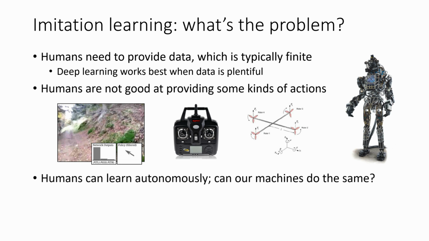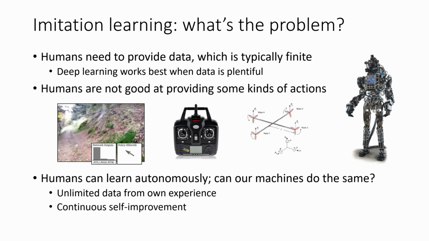Then there's also the more conceptual qualm that we might have, which is that humans are pretty decent at learning autonomously, and it seems like maybe our machines should be good at it too. Maybe we shouldn't have to rely on being led by the hand for all the things that our machines need to figure out. If they can learn autonomously, they can get unlimited data, in theory, from their own experience, which could allow them to build very, very big models that will generalize very well. And they can maybe continuously improve themselves from their own experience. So it seems like it would be really nice to get beyond just following example data, to actually learn how to solve tasks on your own.